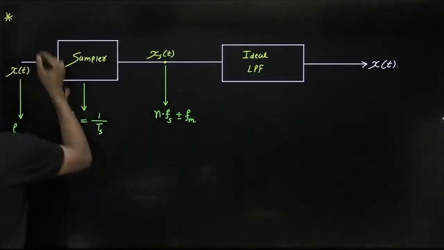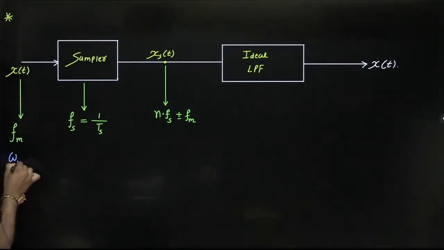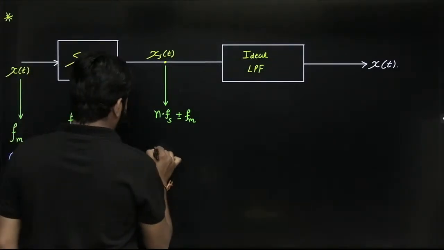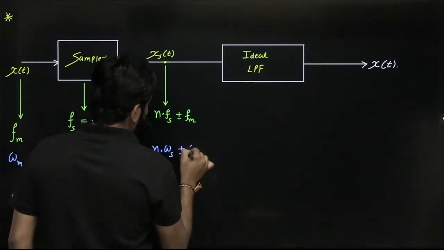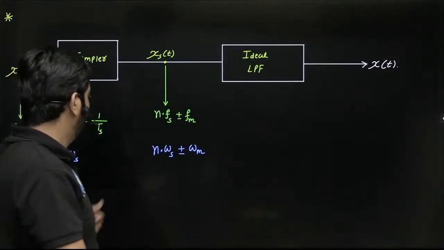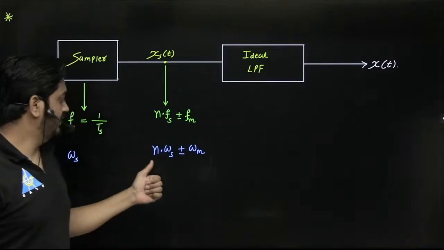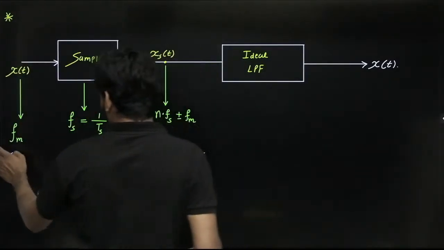If you want to write in radian per second, then here it will be omega m, here omega s, and n into omega s plus or minus omega m, guys, where n is an integer value. For positive values of n you will get the right sided spectrum, for negative values of n you will get the left sided spectrum.